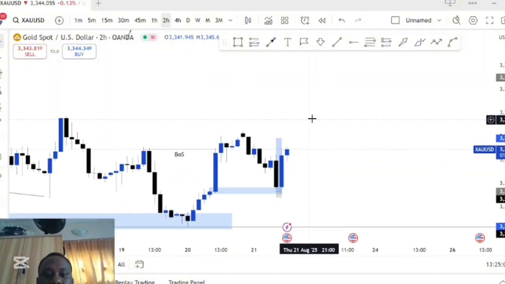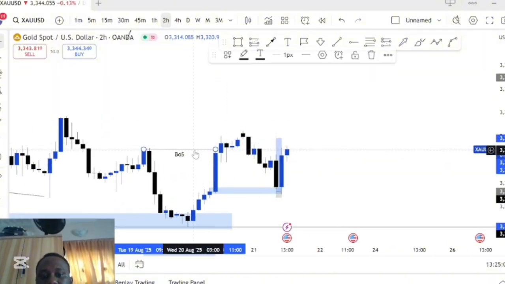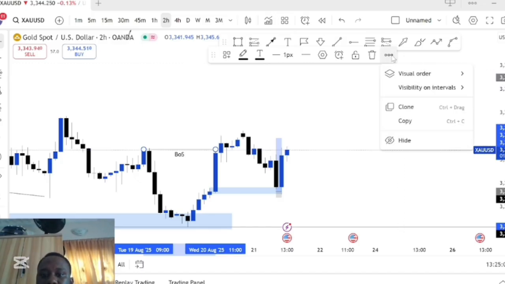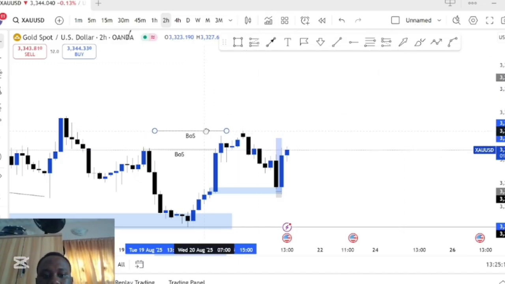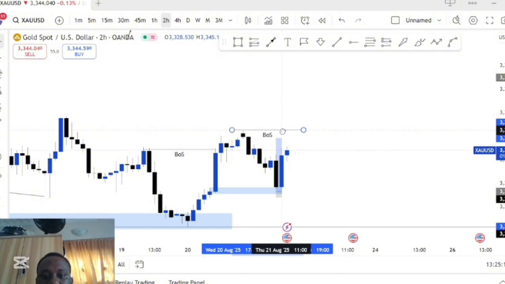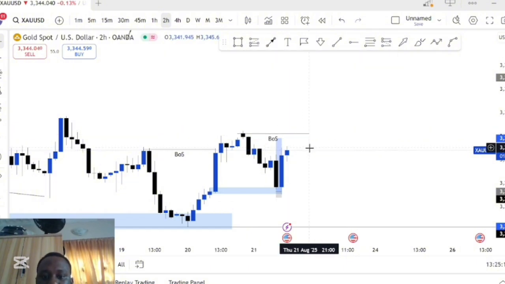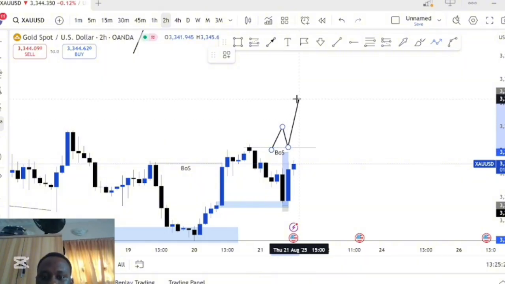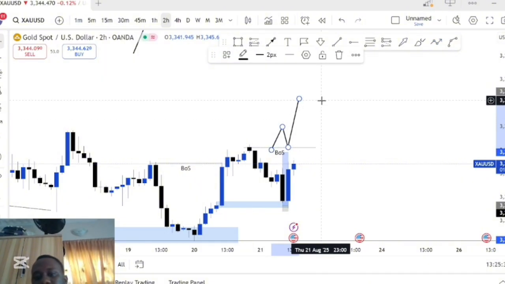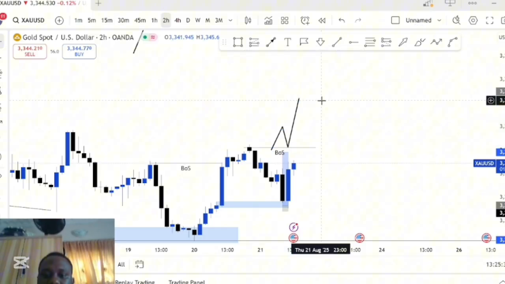So what I'm expecting price to do here is to still give me another break of structure, something like this, so that I will know that the trend has officially started. So I want to see something like this, then I will enter again and buy to this side. So it's very simple. Okay.